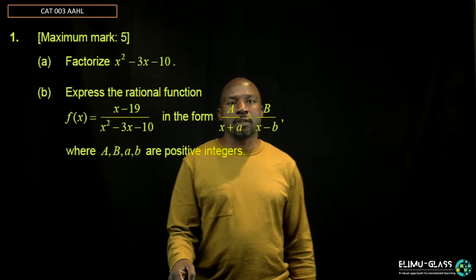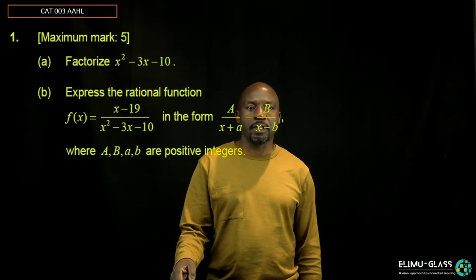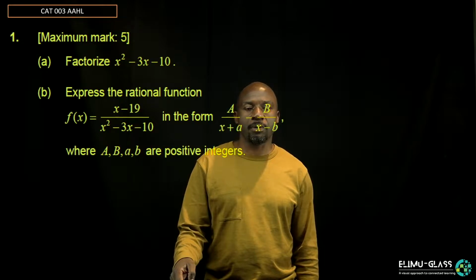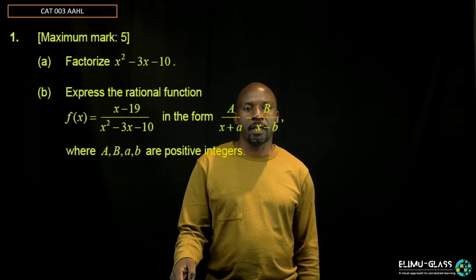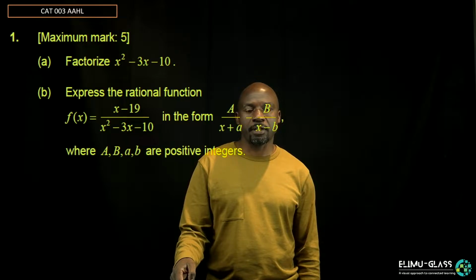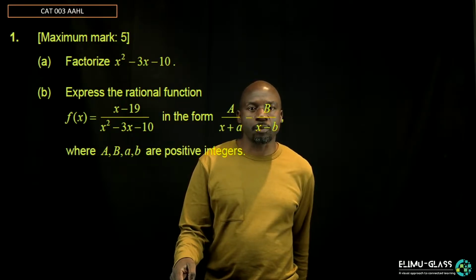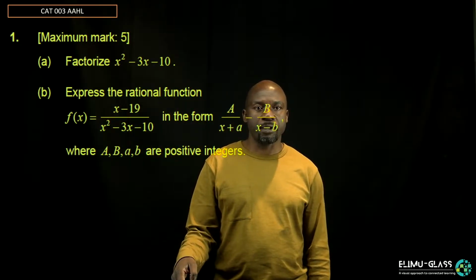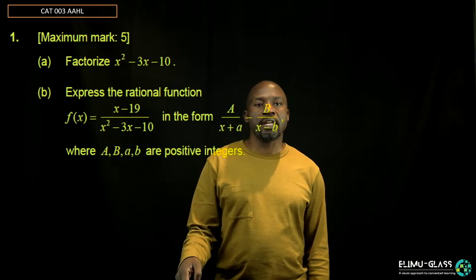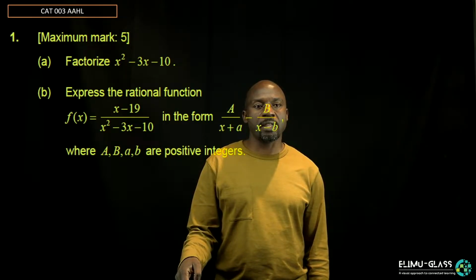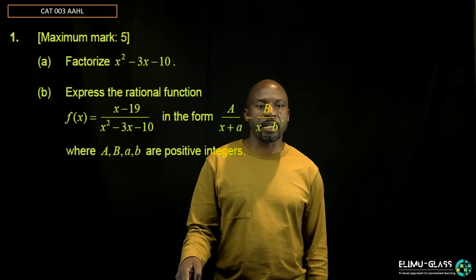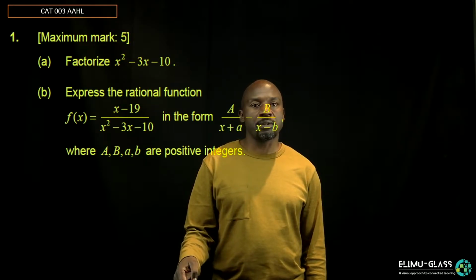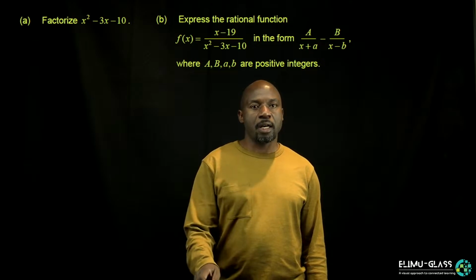And here it is. This was question 1 of CAT 003. I've split this question up. We're going to do all the questions, but I've split this one up so that we can tackle each part separately. So this is part A, which just requires us to factorize a quadratic expression, MYP4, MYP5 kind of material. And then, of course, we need that knowledge to be able to find the partial fractions for the subsequent part B. I've split this up so that we can answer them separately, as you can see.